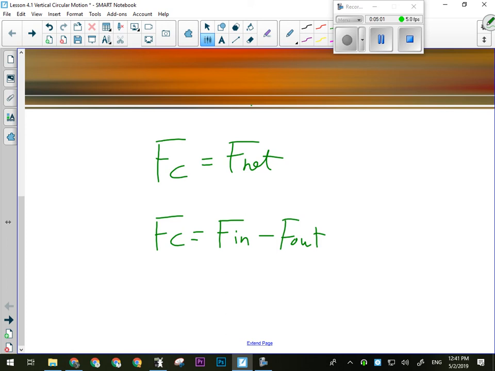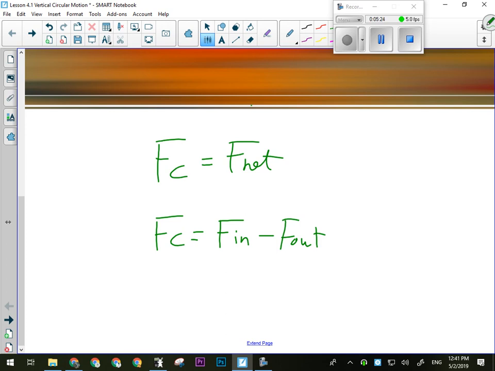Okay. So the challenge with vertical circular motion is essentially being able to draw a free body diagram and determining which forces are present, which ones are acting in, which ones are acting out, okay, and then put them in this formula, right? That's really all there is to it. It's a net force calculation, but the only two directions are in or out, okay? Everybody with me so far?